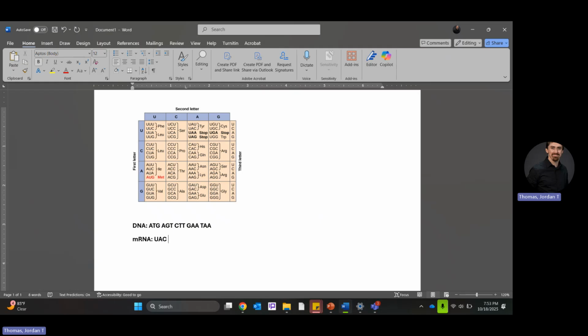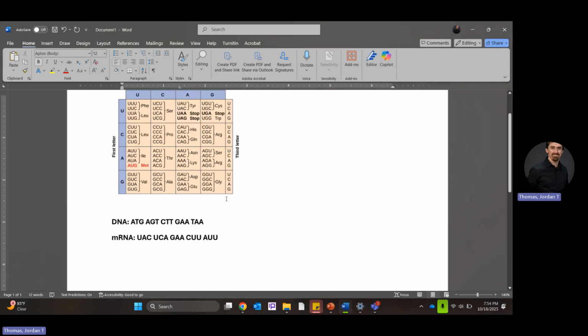The next 3 letters, A goes with U again, G with C, T with A. Next, C goes with G, T goes with A, T again goes with A. G goes with C, A to U, A to U. Lastly, T with A, A to U, A to U. So now we have our mRNA.